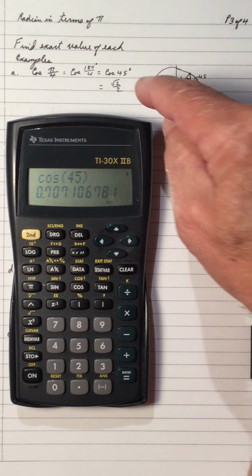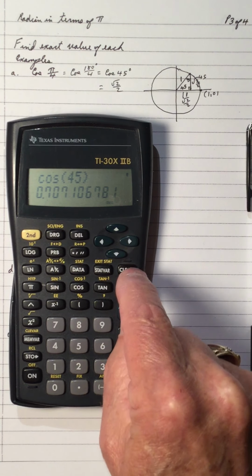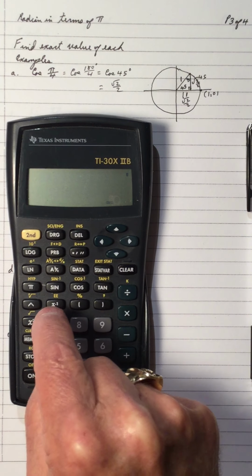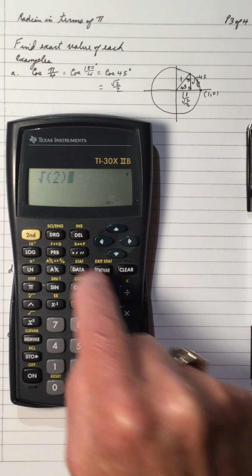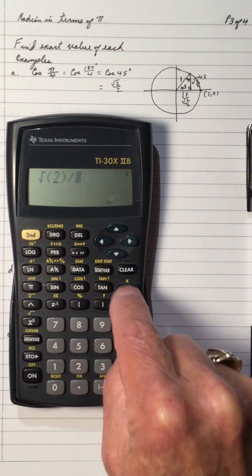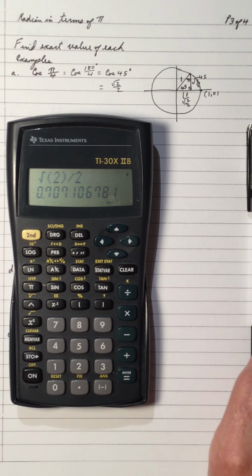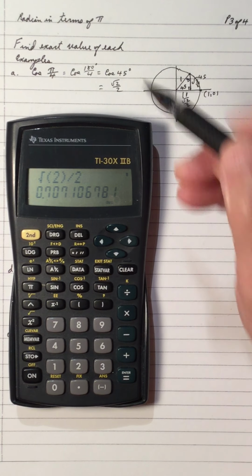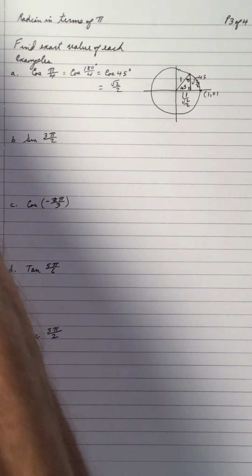But root 2 over 2 is 0.7071. So let's check. Clear that. Let's do the square root of 2, and notice I closed it off. Division 2. And we're right. So root 2 over 2 is the exact value. Okay, so let's put the calculator away here.